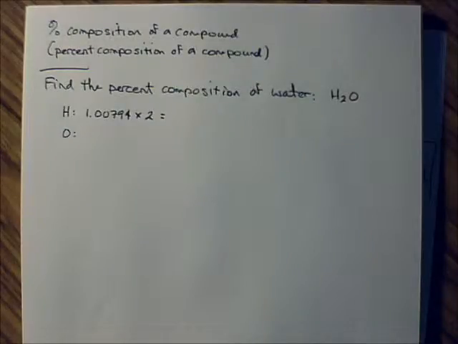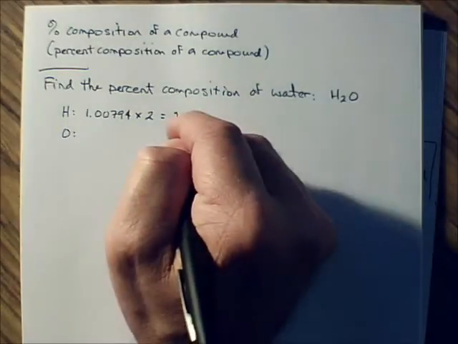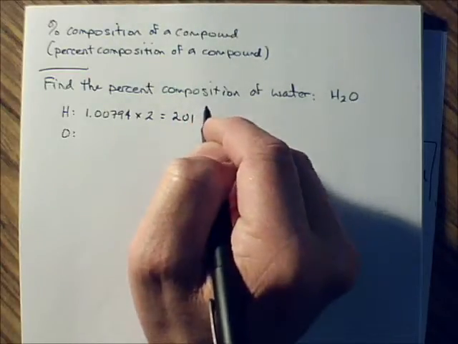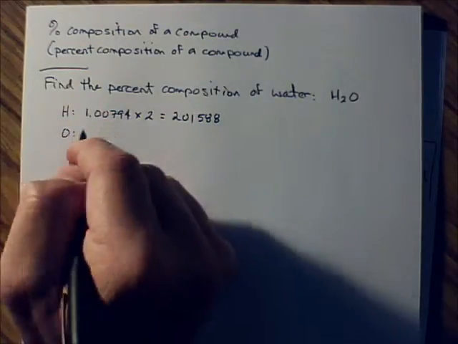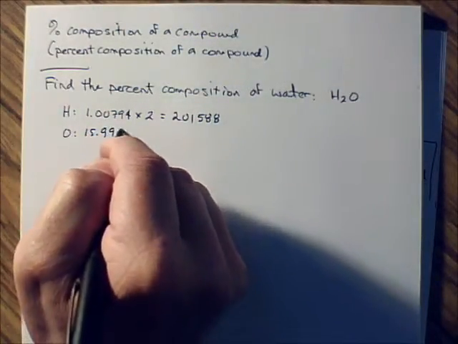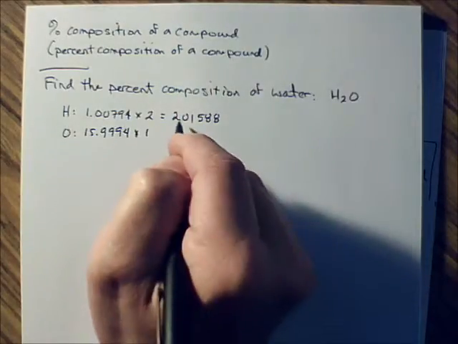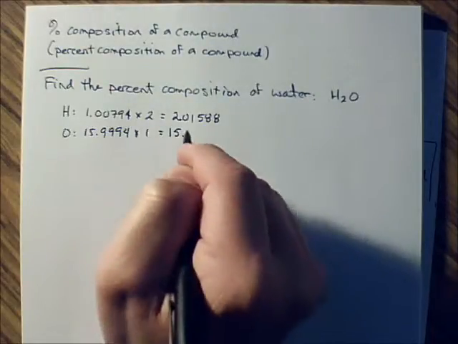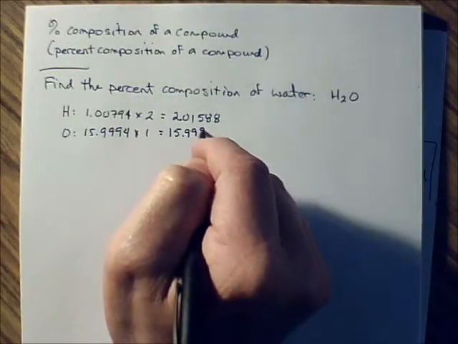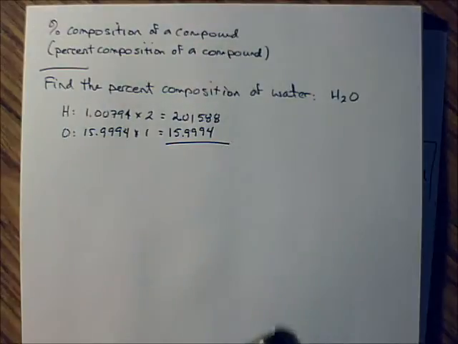Well, great. Multiply what by 2? Multiply the atomic mass of hydrogen by 2. There's a decimal place there. And then we're going to just multiply the oxygen by 1. Going to add them together.